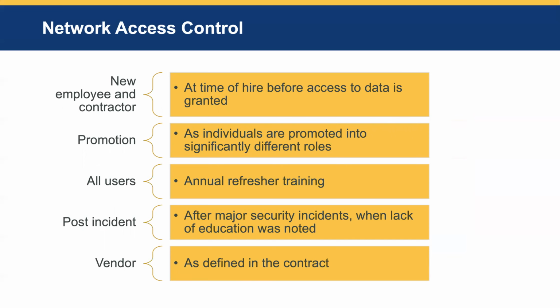Other things that we have to take into consideration is ensuring that we have appropriate network access control. And so we want to have appropriate network access control in place so that if we have new employees and contractors, they have access at time of hire before access to data is granted. We want to have appropriate policies in place for promotions that might occur. So therefore, if a promotion does occur, individuals are promoted into significantly different roles.